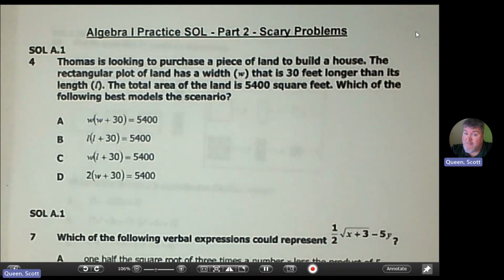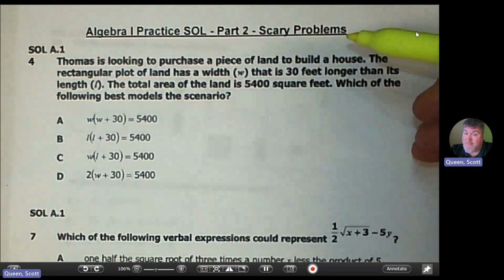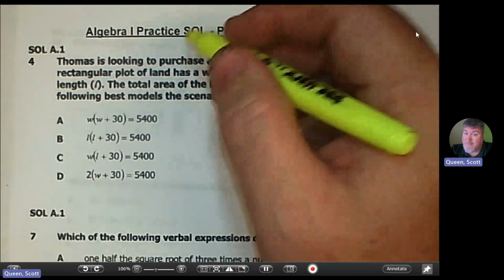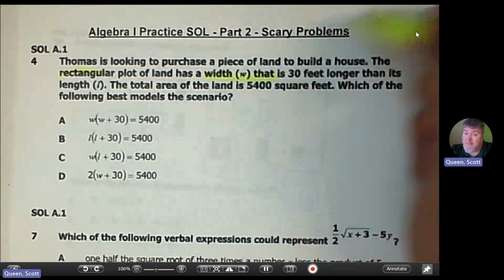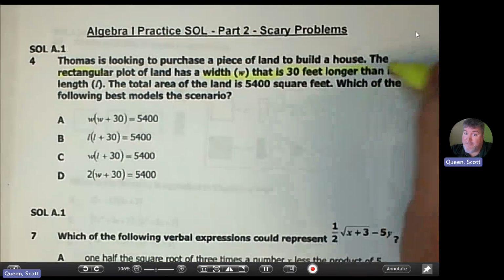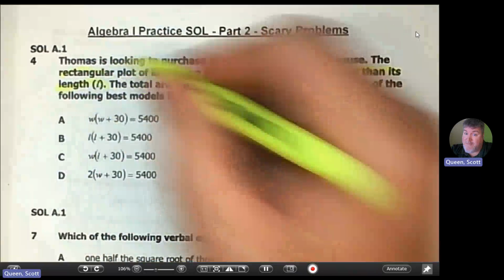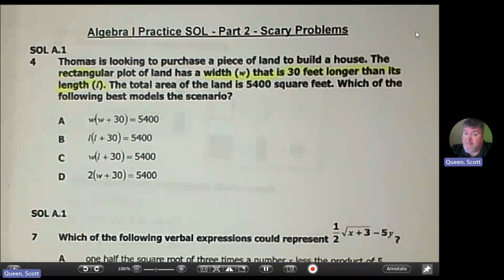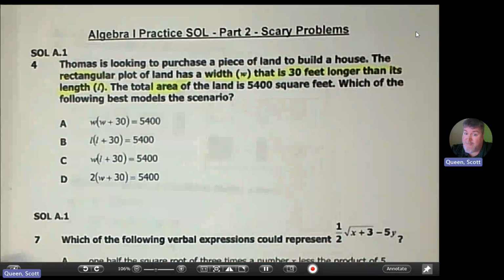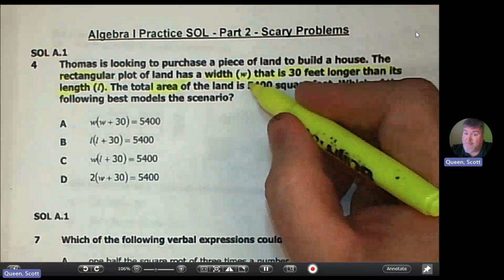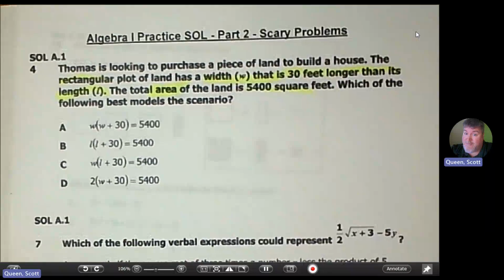All right, so I see this whole thing about Thomas, who I do not care one thing about. Apparently, he's building a house. I still don't care. What I do care about is it's rectangular, and it has a width that is 30 feet longer than its length. Its length, they did not define, okay? I'd also care about this word area. That's pretty important. And apparently that area is 5,400 square feet. That's the information I need for this problem.